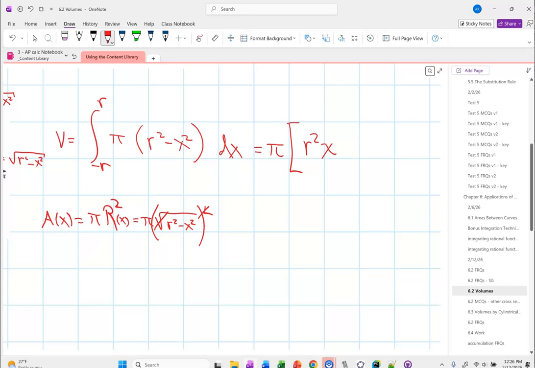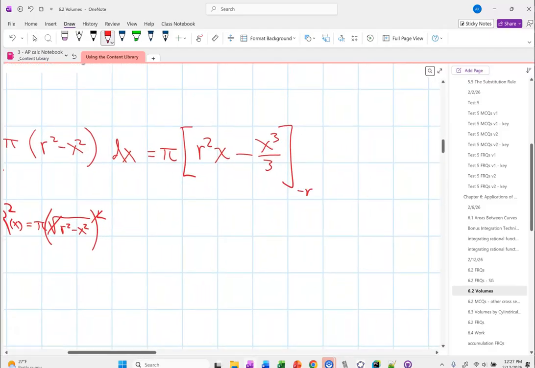Right, what's the antiderivative of 2? 2x. What's the antiderivative of a constant? Cx. What's the antiderivative of r squared? R squared x. Everybody okay? And then the antiderivative of x squared now, Frankie, that's x cubed over 3. That's what you're looking for.